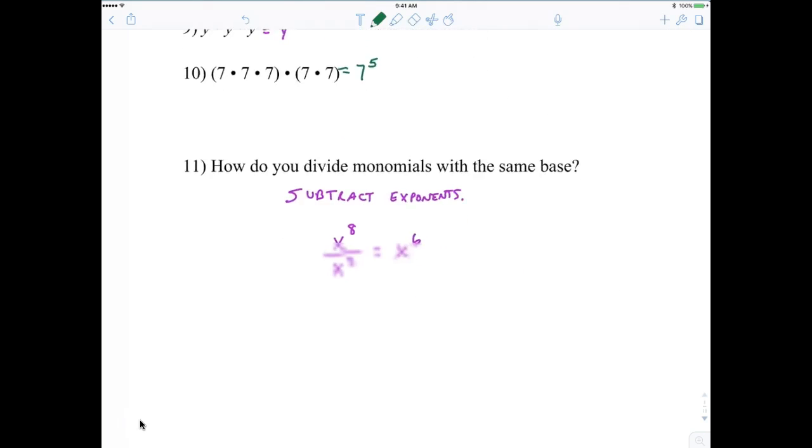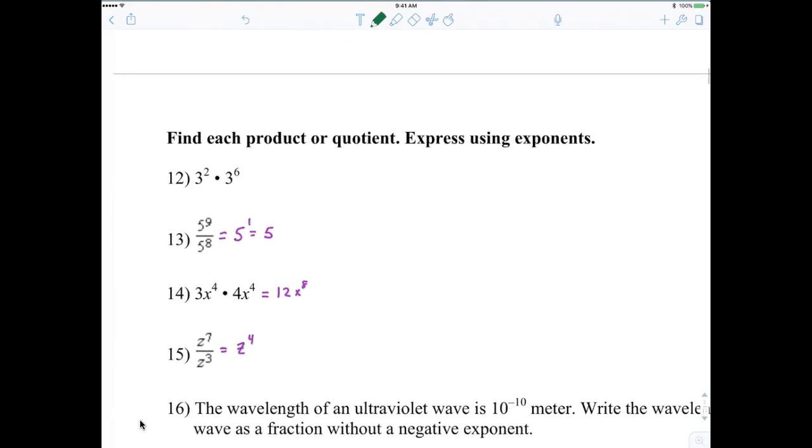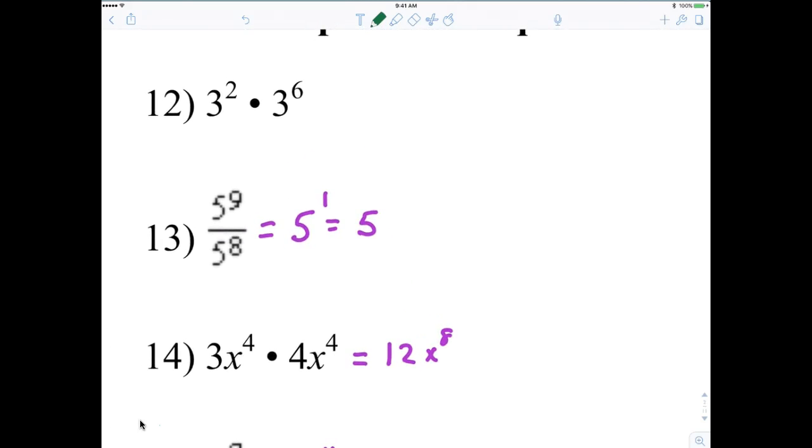Now, let's go down to question number 12. Again, the same principle. A lot of people make a mistake because they accidentally put a 9 here. We do not change the base. So, Cole, what's the answer? Oh, on number 12. Very good. So 3 and 3 to the what power? 8. Yes, very good. 3 to the 8th, not 9. That's right. The base stays the same. You add the exponents.